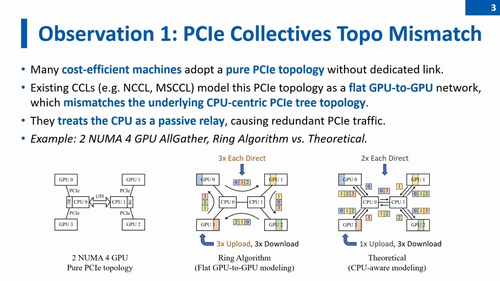Here is an example of a two-NUMA 4-GPU algorithm. For NCCL's ring algorithm, a 4-rank algorithm needs 3 steps, so each GPU uploads and downloads 3 chunks from peer GPUs. For the inter-NUMA link, it also transfers 3 chunks in each direction. But theoretically, a rank only needs to upload its own chunk, and the inter-NUMA link only needs to transfer data of the peer NUMA's ranks, which is 2 here instead of 3.